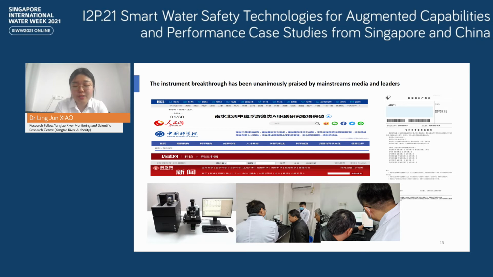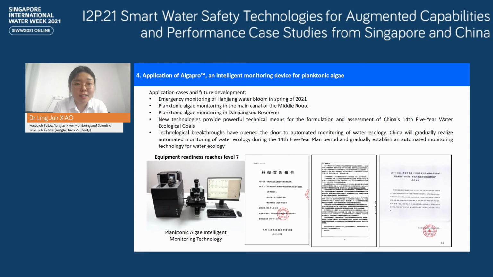And these technology breakthroughs have attracted attention from mainstream media, including People's Network, Chinese Academy of Sciences, Global Times, Science9.cn, and so on. They are impressed by this innovative research and recognize the huge potential of the future application. Next. We are confident about Algae Pro and its future development. There are several application cases we have been working on to utilize the system, including this. Next.